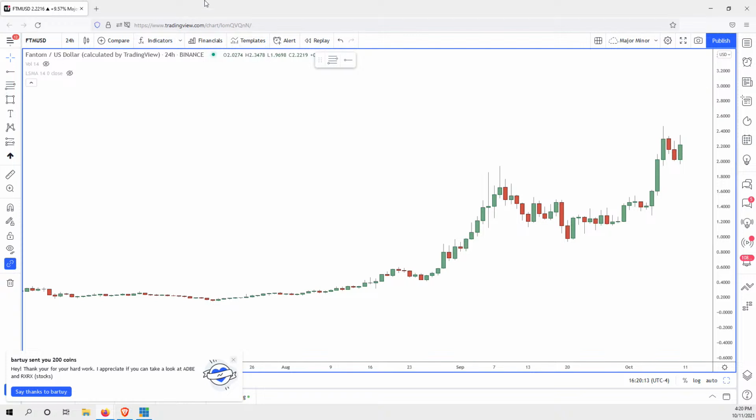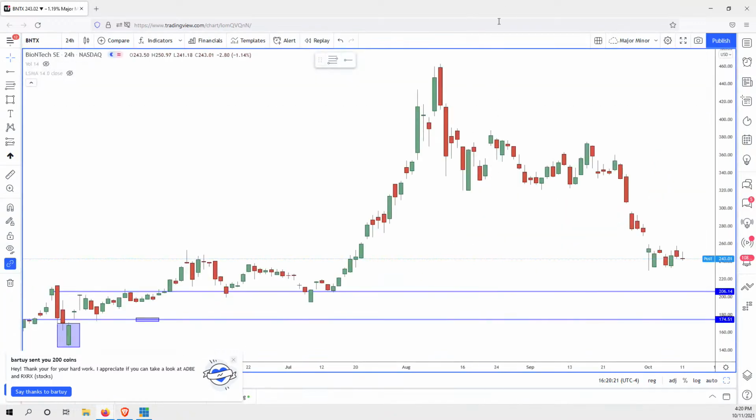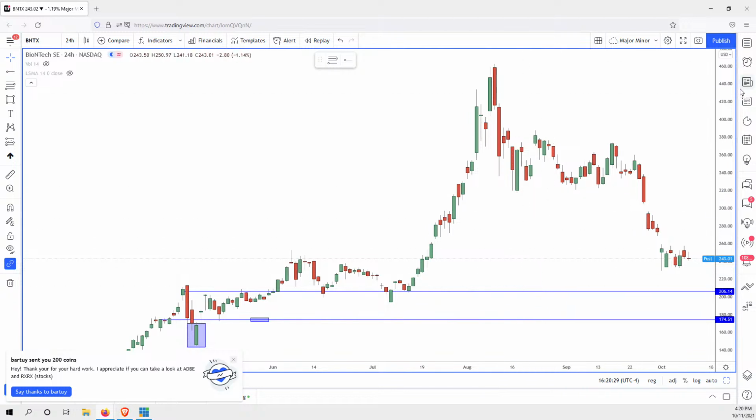Beyond Tech, what is that? Is that a coin? Let me type it in. Okay, so I guess it's BNTX. It looks like a NASDAQ stock, I'm guessing. All right, hopefully I have the correct symbol there. Let me know if I don't. So it looks like we've looked at this before, because I have lines on my chart.